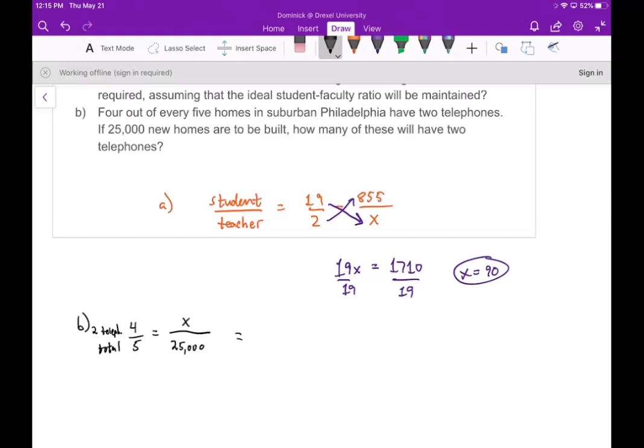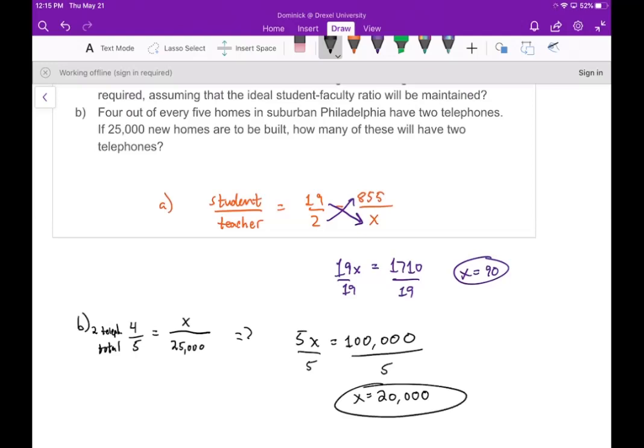So now when we cross multiply, we're going to get 5x is equal to 4 times 25,000, which is 100,000. And if we divide by 5, we're going to get that x is equal to 20,000. So out of 25,000 new homes, we can expect 20,000 to have 2 telephones.